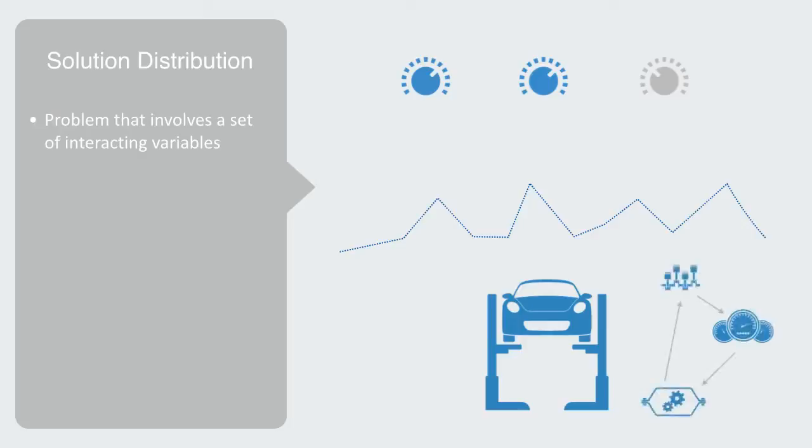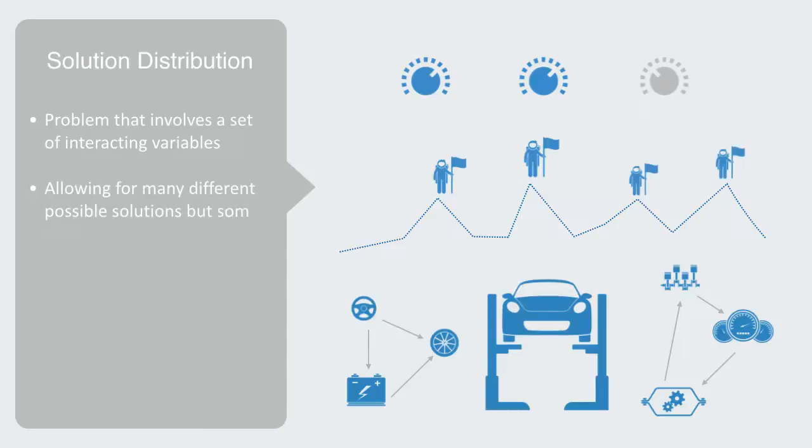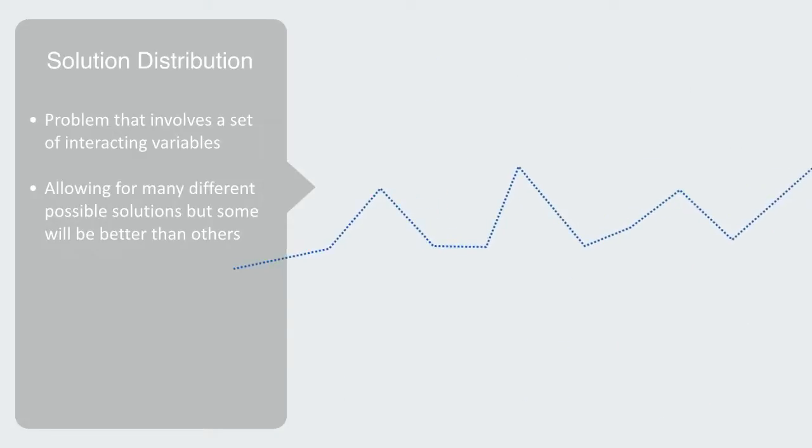We might want it to be fast and low cost, but if we put a bigger engine in it to make it go faster, this would require a stronger chassis, which would add to the cost, and there would be, of course, many more interacting factors involved, allowing for many different possible solutions, but some would still be better than others. Applying our greedy algorithm here would result in an agent getting stuck on the first local peak it comes to, which is unlikely to be the global optimal solution.